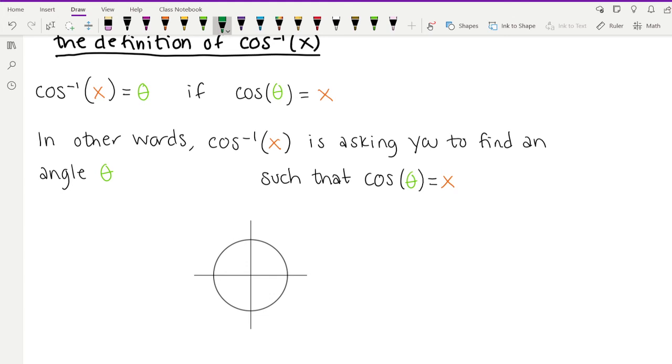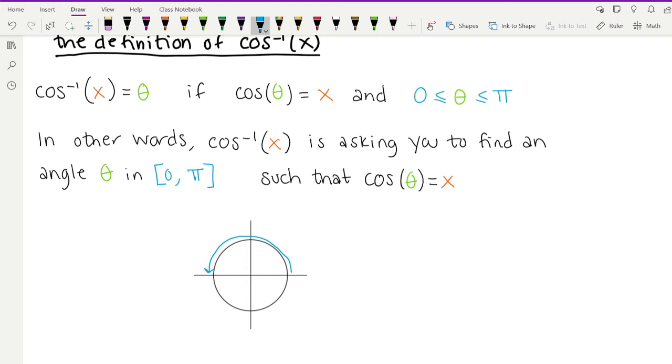So what I'm going to add here is that inverse cosine of x is equal to theta if cosine of theta is equal to x, and then additionally, theta is between 0 and π. So theta is supposed to be between 0 and π. In other words, we're limited to looking at angles that are in this part of the unit circle. Let me add it here as well. So it's asking you to find an angle theta. In interval notation, we could say that the angle theta has to be in the interval from 0 to π.